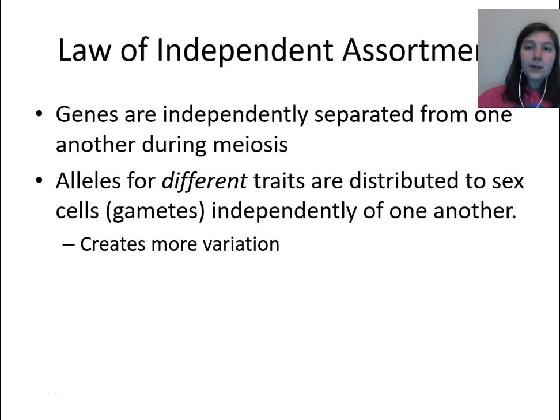So really the laws are pretty simple. The law of dominance states that some traits are dominant, some are recessive, and when an organism has both, they're going to show the dominant trait. The law of segregation is that alleles are separated, and then the law of independent assortment focuses on genes being separated and sorted into gametes separately from each other.